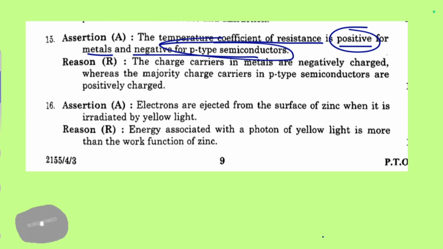Now what happens in the p-type semiconductors or semiconductors? In semiconductors mostly the charge carriers are the holes, and we know that is a positive charge.